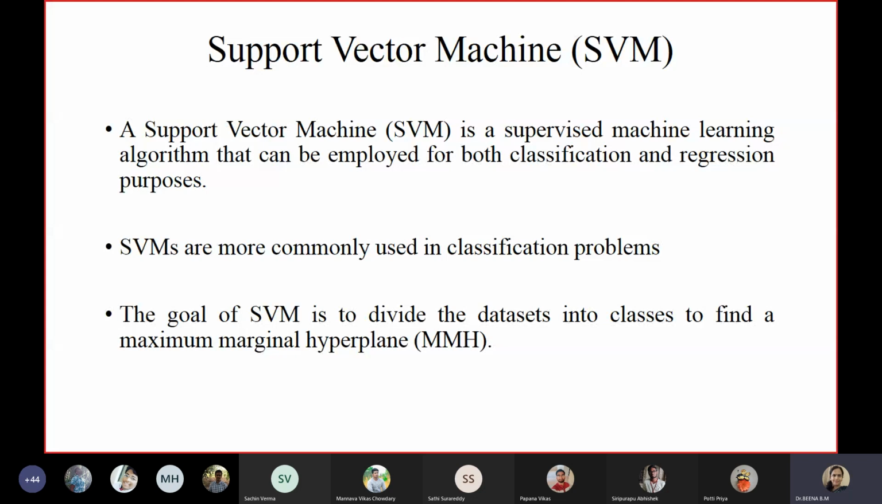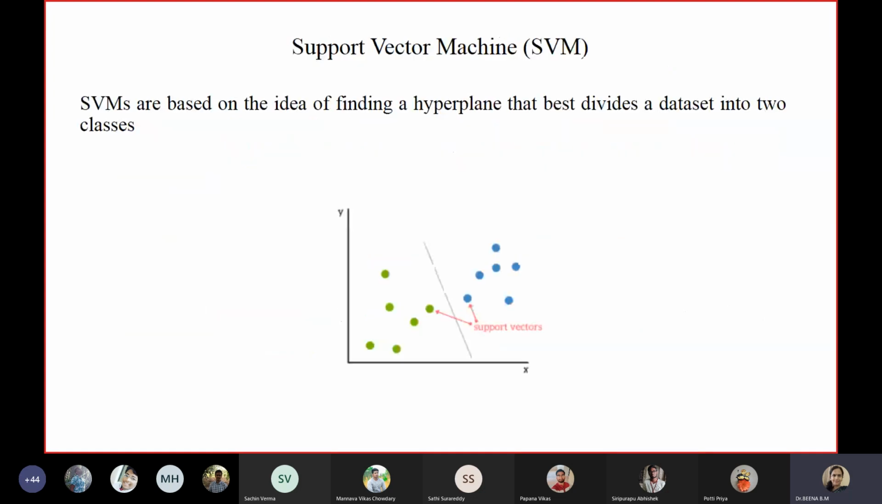So here, the classes are divided using a hyperplane. What is the goal of SVM? The goal of SVM is to maximize the margin, right? This is the margin. It has to maximize the margin. So what is the optimal hyperplane? Optimal hyperplane is a plane or a region where the margin is maximum between the two different classes.